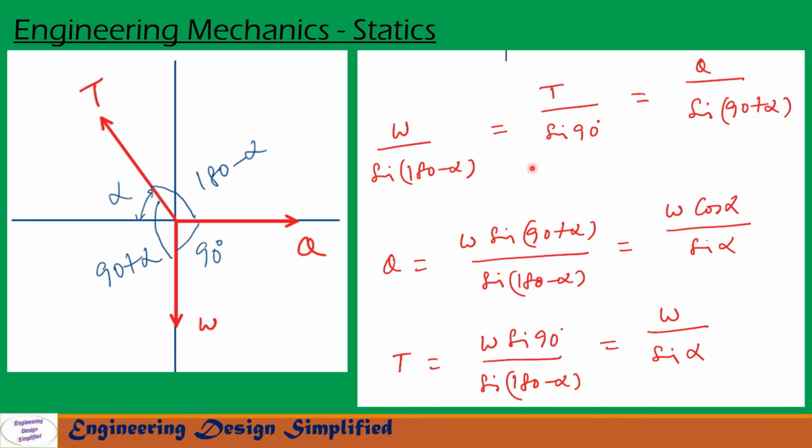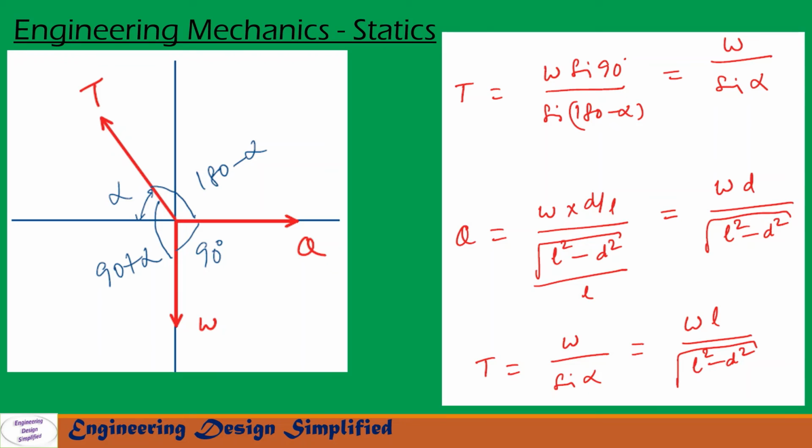Similarly, from the first and second terms we can write T equal to W sin 90 by sin(180 minus alpha). Since sin 90 equal to 1, and sin(180 minus alpha) can be written as sin alpha, we can write T equal to W by sin alpha.